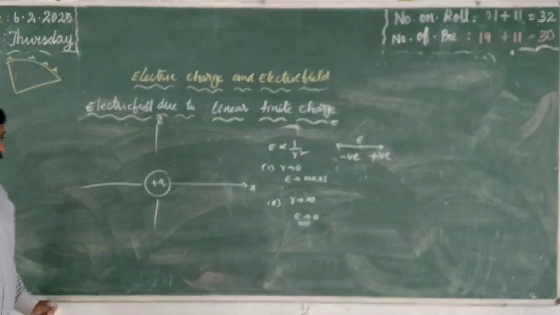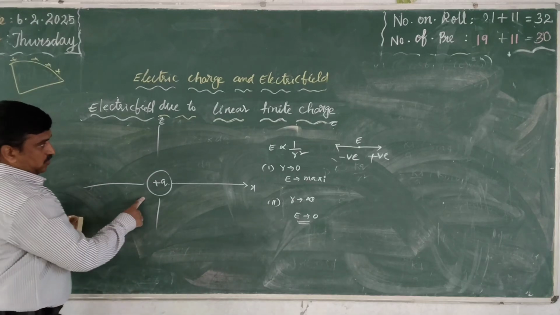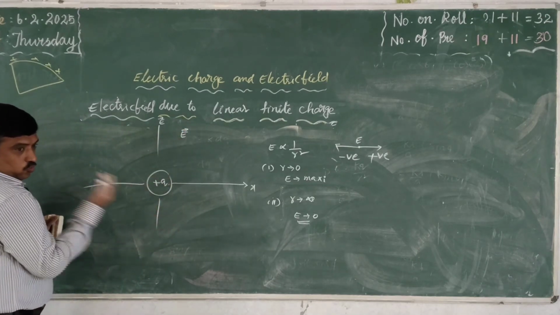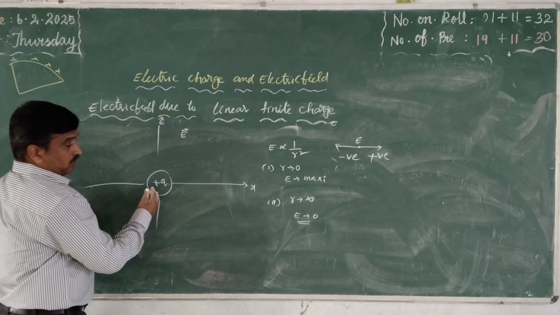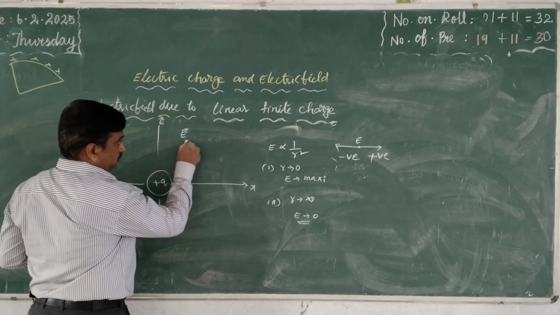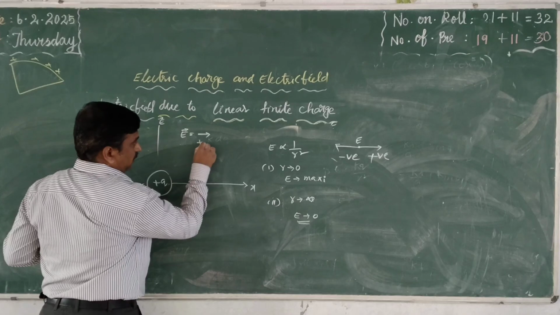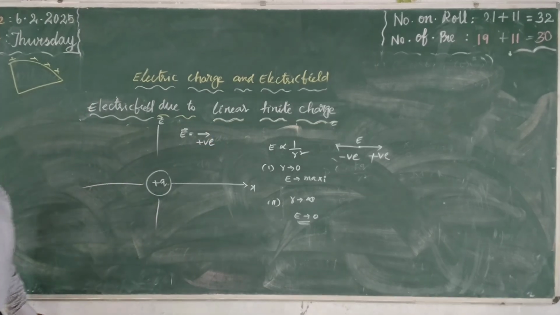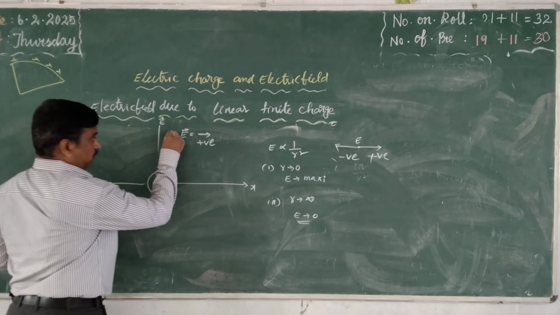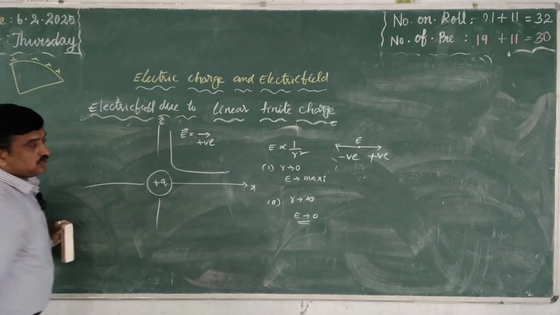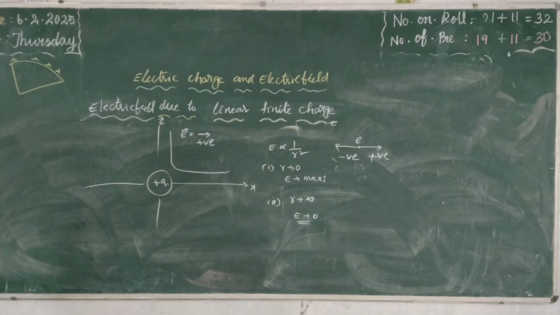For plus Q, the electric field is directed away from the charge. Away from the charge on this side means the right direction, so it is positive. Positive, starting at maximum. After that, distance increases so the value decreases. So this is the graph of E versus X.